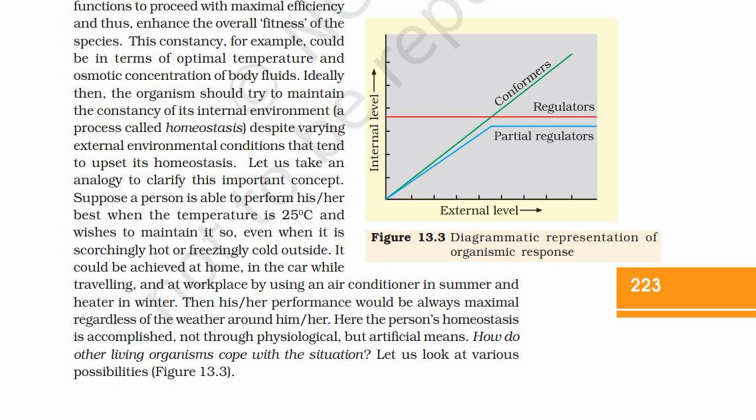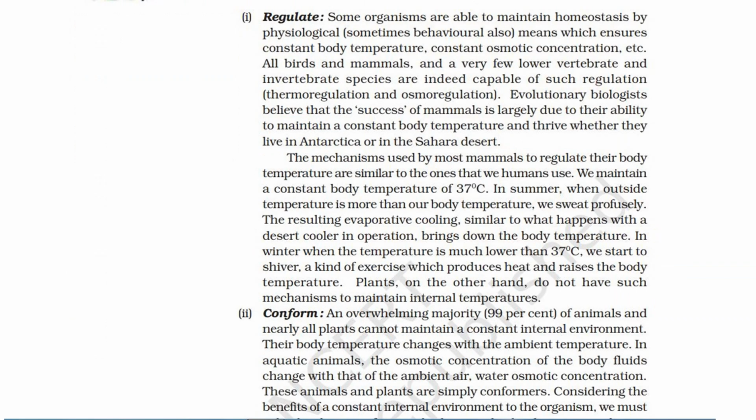It could be achieved at home, in the car while traveling, and at the workplace by using an air conditioner in summer and a heater in winter. Then his or her performance would be always maximal regardless of the weather around him or her. Here the person's homeostasis is accomplished, not through physiological but artificial means. How do other living organisms cope with the situation? Let us look at various possibilities.